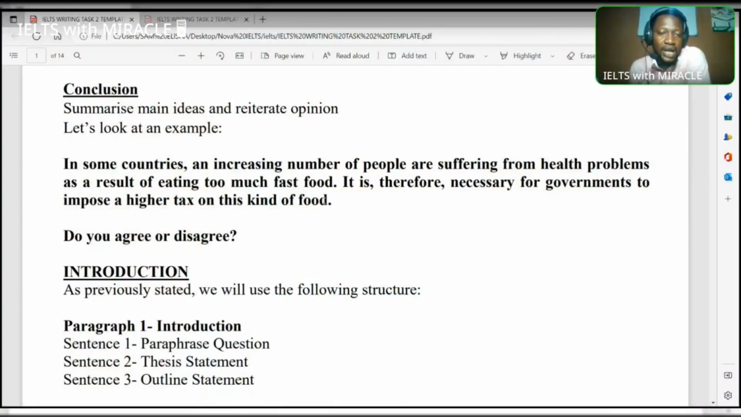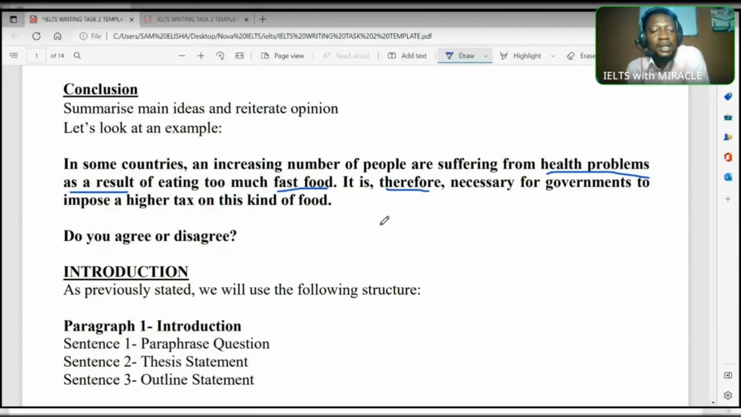Now, how do I generate my point? I need to understand what the prompt is saying. The instruction asks, do you agree or disagree? So first, I need to look at what the prompt is talking about. I take my pen, I look at health problems as a result of eating too much fast food. As a result of fast food, health problems. And it is therefore, so consequent on this, right?